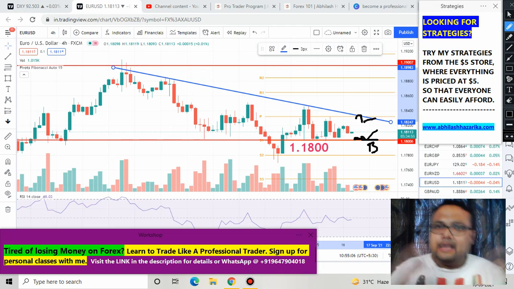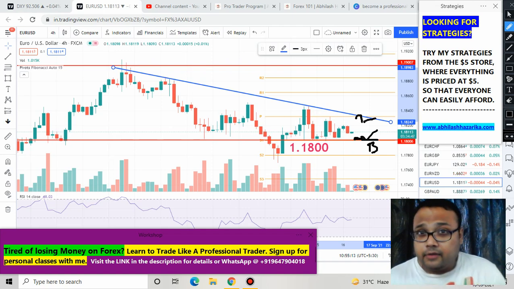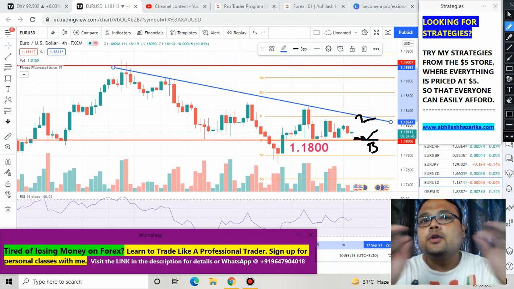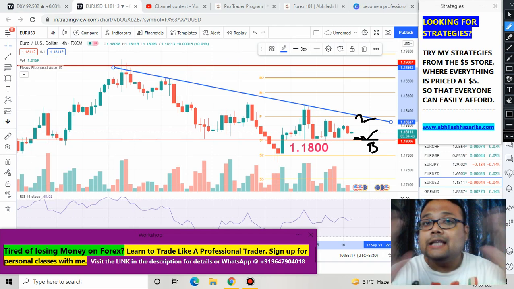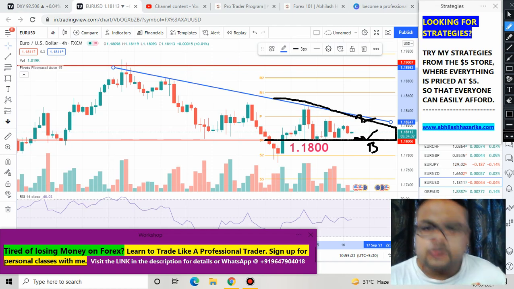So as long as EUR/USD is trading inside this triangle, you can max to max expect a profit of 10 pips. So it is better to avoid EUR/USD as long as it is trading in this range here, because you are hardly getting a profit of 10 pips, which is not worth it.